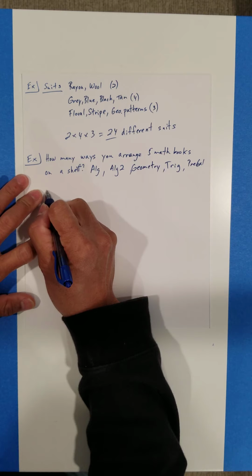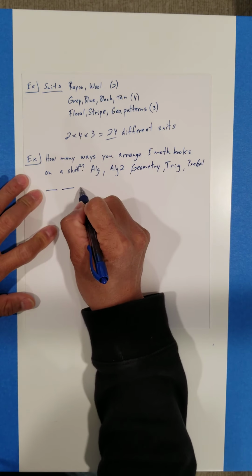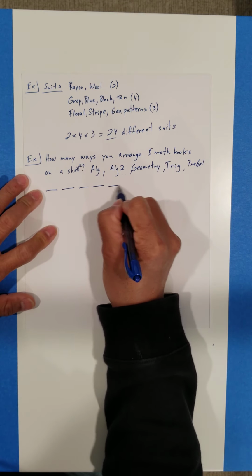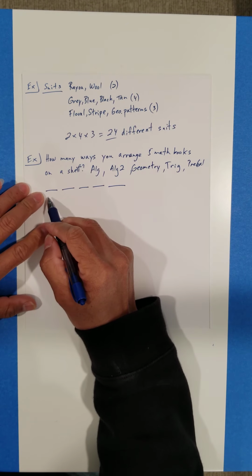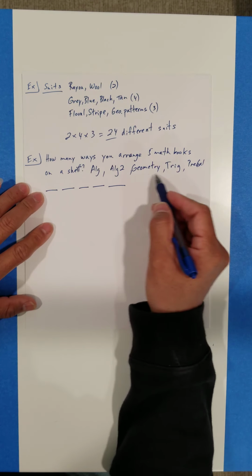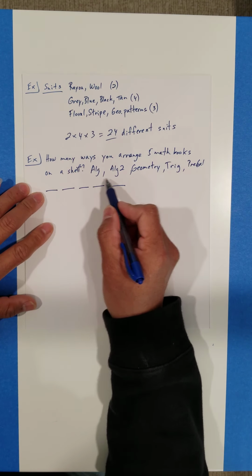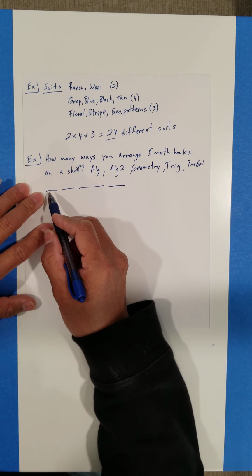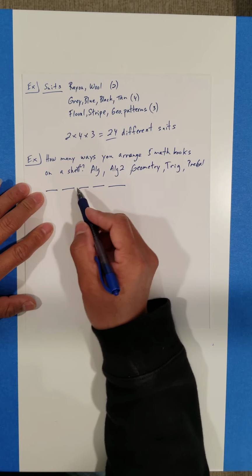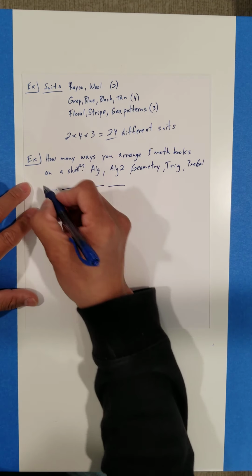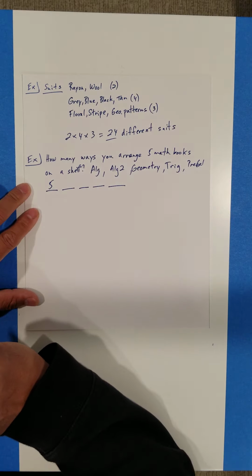Okay, so here's how you do that. There's 5 books, so you need 5 slots. Okay, so now you have all these 5 books in your hand. Now how many of these books qualify to go in the first slot? Okay, so you have 5 books in your hand. That means you have 5 choices in the first location.